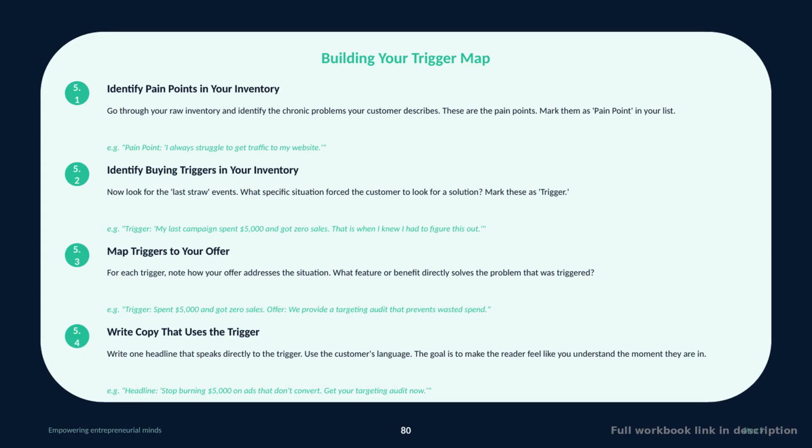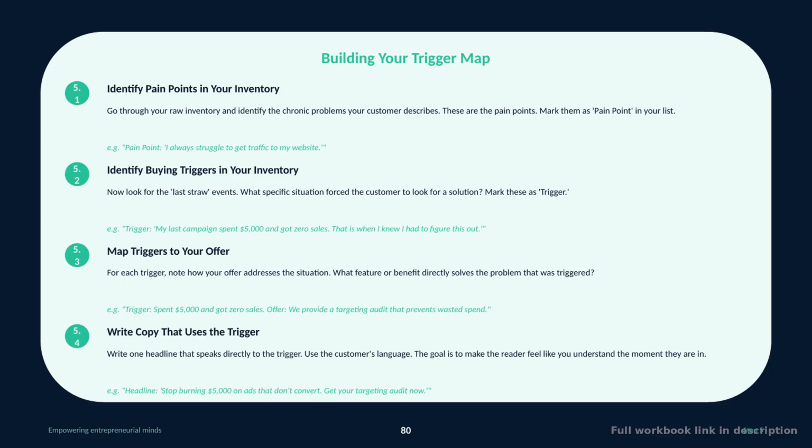Let's build your trigger map. First, identify pain points in your inventory. Go through your raw inventory and identify the chronic problems your customer describes. These are the pain points. Mark them as pain point in your list. For example, pain point: I always struggle to get traffic to my website.